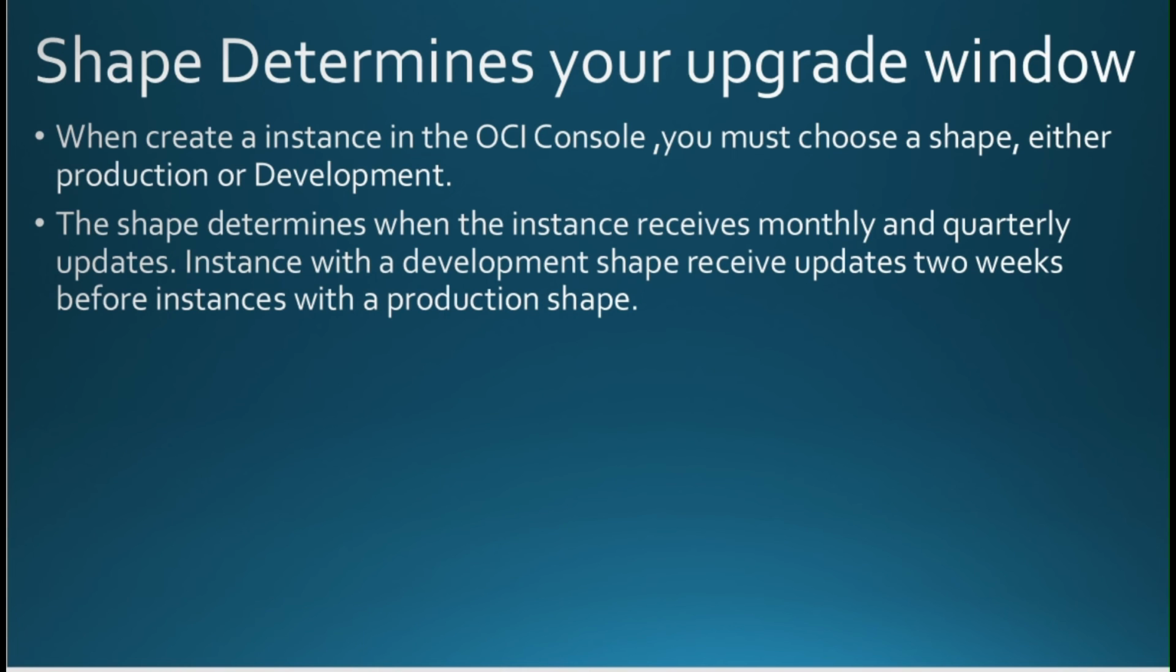Next one, shape determines your upgrade window. When you create an instance in the OIC console, you must choose a shape, either production or development. Oracle provides functional updates scheduled for every 2 months, and each update includes 2 windows of updates. So your instance update window is determined by your shape.